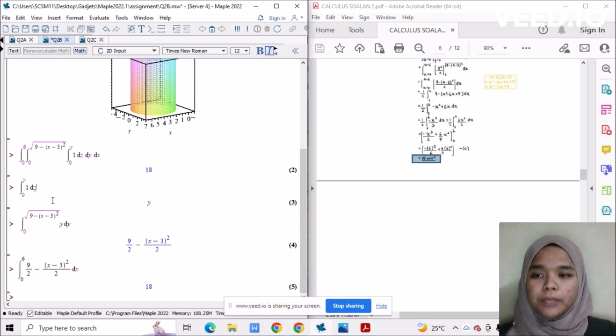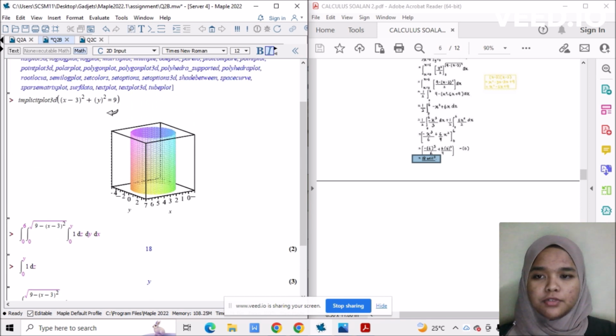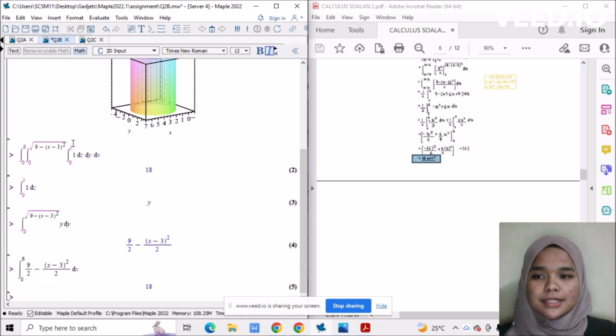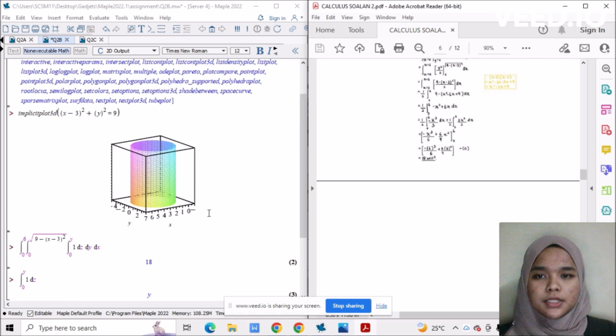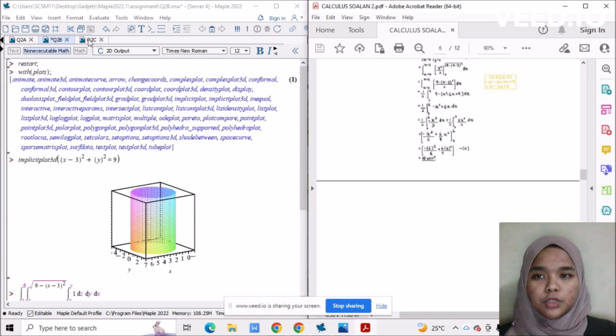Now I also do step-by-step integration from the first part to the second part and the last part. This limit has been given in the questions above, so we only insert all the limits and we will get the answer, same as the manual calculation. So this is my simulation.